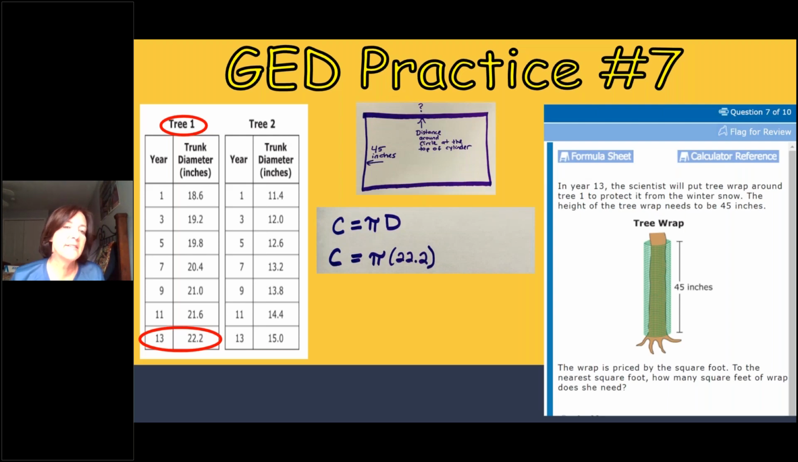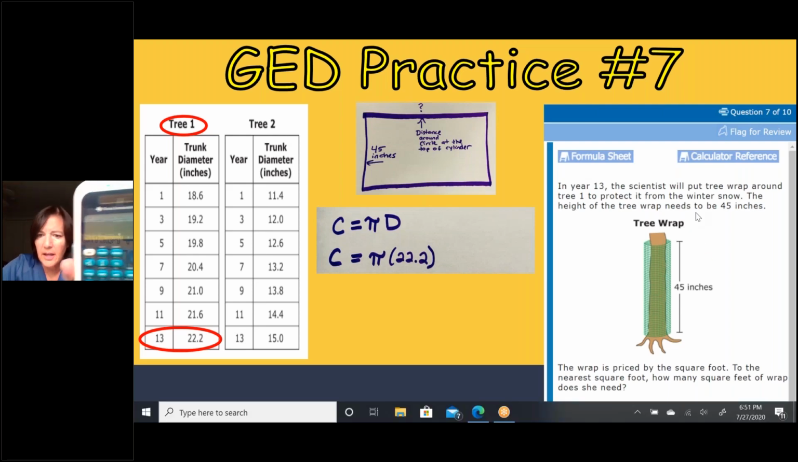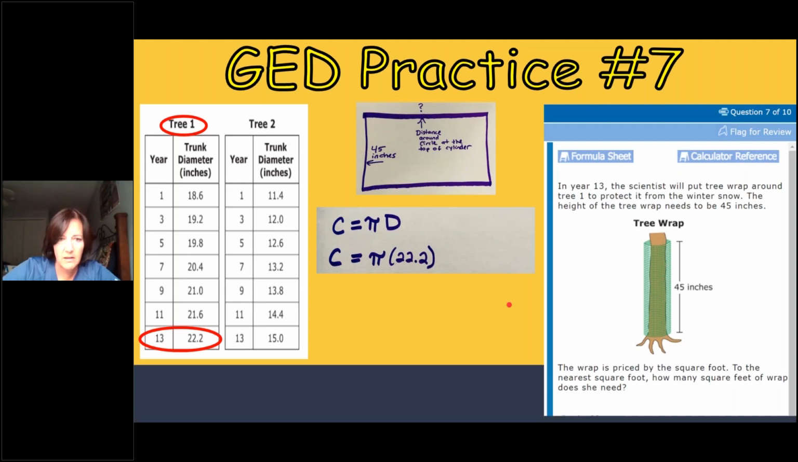In a situation like a standardized test, they're almost always going to want you to use 3.14 as your approximation of pi. Other times they'll want you to use exact pi, and that's on your calculator, but we're not going to do that. So I'm going to type in, instead of pi, 3.14, open parentheses, 22.2, close parentheses, and hold that up to the screen and hope that you can see that that is exactly what I typed in. I'm going to press enter and let the calculator do the work for me, and the answer is 69.708. I rounded mine.